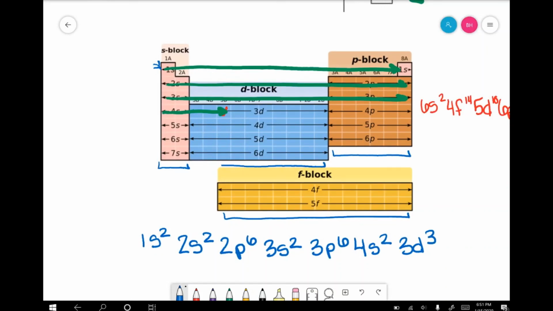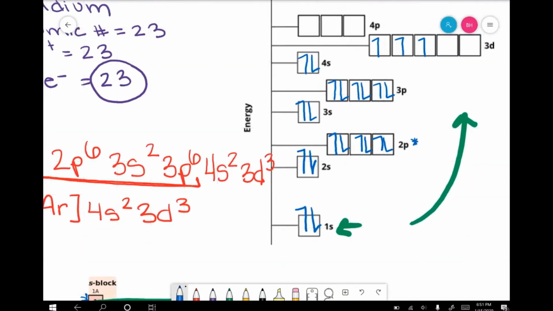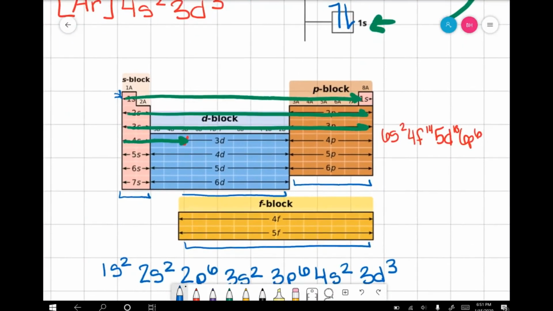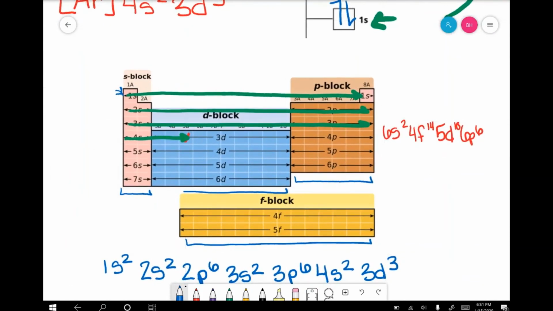Now, if you're not given the orbital energy diagram like we were given up here, this is our orbital energy diagram, it is a little bit easier to go ahead and use the periodic table method. And this is the method that I usually use when I'm doing these types of problems.